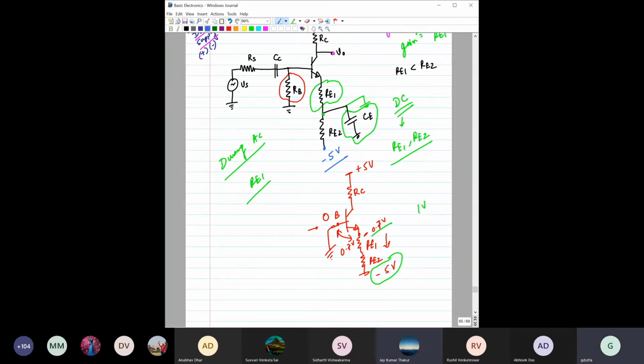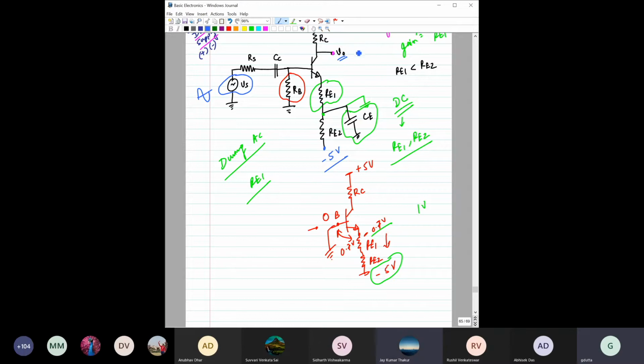What will be the role of VS? VS is the input signal, the AC signal. This would be getting amplified. So if you do not have any VS, then at this output you will get only DC, no?